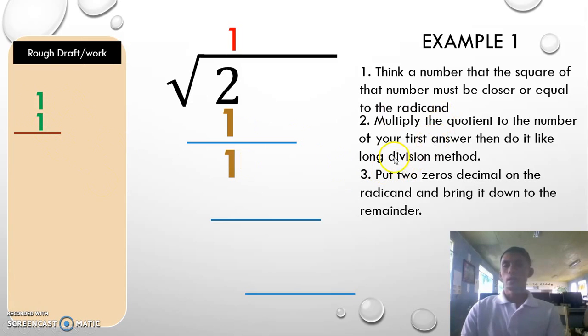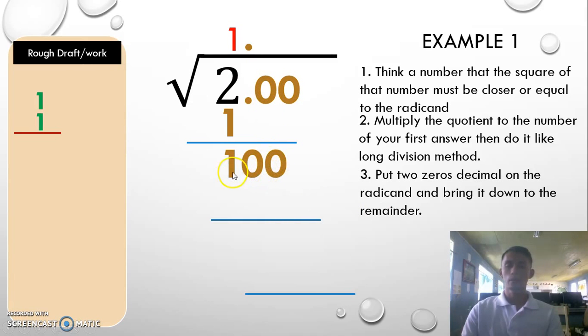Next step, you put 2 zeros after the decimal in the radicand and bring them down to the remainder. So take note of the decimal point. You must also put a decimal point in your answer, in your initial answer. Then bring down the 2 zeros.